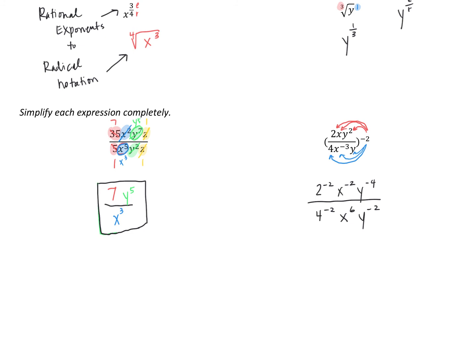Remember that what I'm doing is I'm multiplying the exponents that are there. So the exponent on the 2 is a 1. The x has an exponent of 1. The y has an exponent of 2, and so forth.